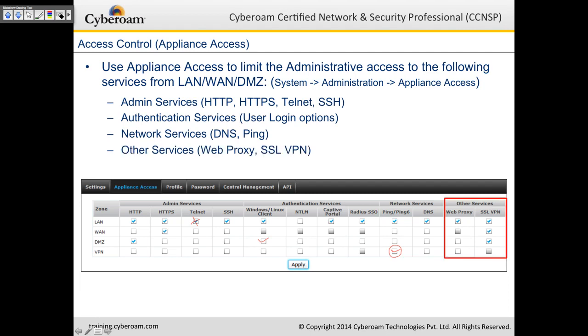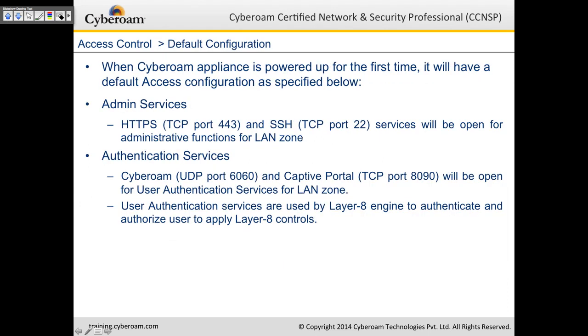For web proxy and SSL VPN, by default, SSL VPN is enabled in all the zones and web proxy is enabled on LAN. So if you have got any DMZ users who are going to use Cyberoam as a proxy, you have to enable it on the DMZ zone as well.